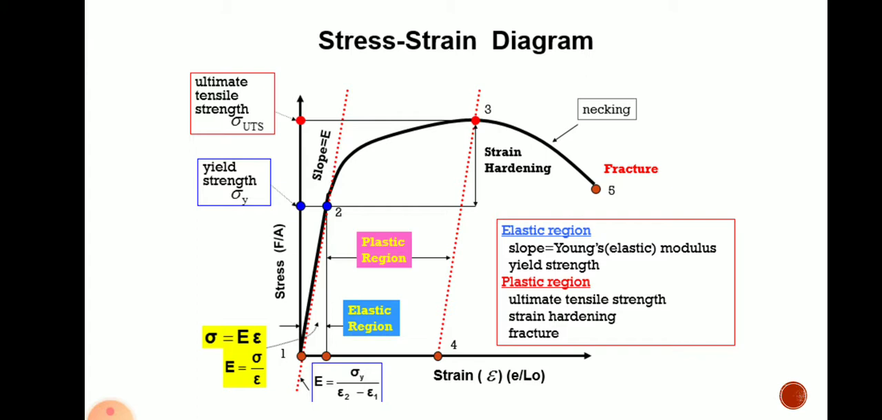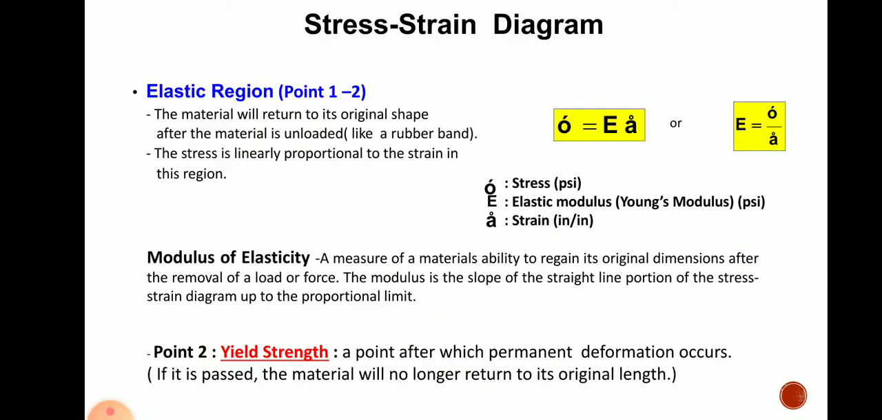Between point number 1 and 2, with increase in stress on the y-axis, there is a continuous increase in the strain also. That means from point 1 to 2 there is a linear change in the graph. With increase in stress there is also increase in strain, and with increase in force there is a continuous increase in the length. So the material will return to its original shape after the material is unloaded.